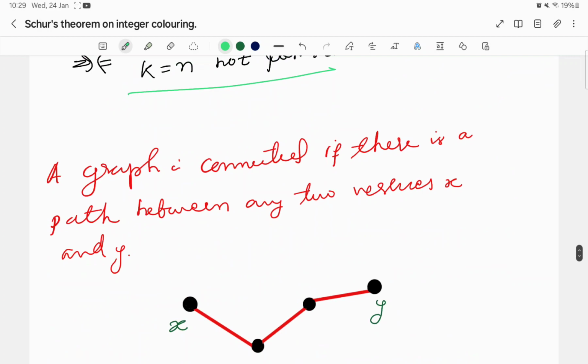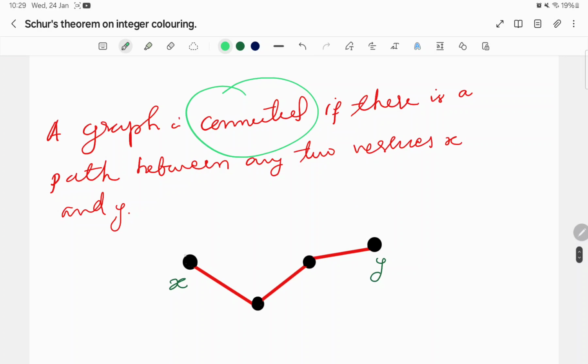Now we will study one more notion about graphs, which is called connectedness. Connectedness means whenever you have a graph, and you take any two vertices, we can travel through vertices from x to y. So there is a path from x to y. If this happens for any two vertices, we call the graph completely connected, right?